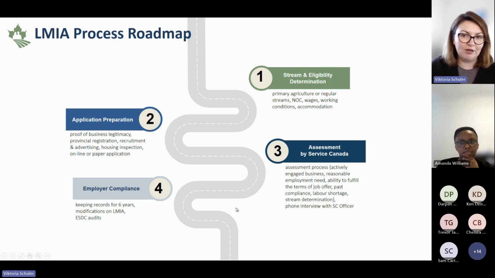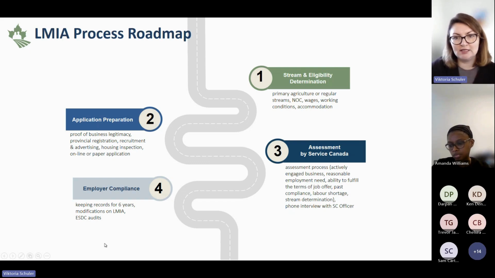From what is happening right now, surprisingly, because Service Canada is streamlining their process, they're trying to make it fast. A lot of applications that have been submitted that are complete and full don't even require an interview with a Service Canada officer. Sometimes it's just a couple of follow-up questions.